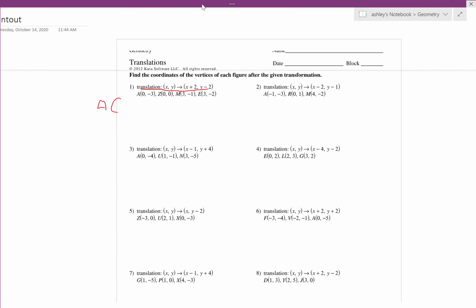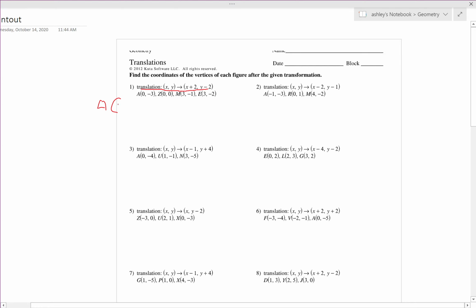You would do a 0 plus 2. So 0 plus 2 would be my first translation. I took this point, my x value, and I'm adding on 2. Comma, I'm going to do my y.